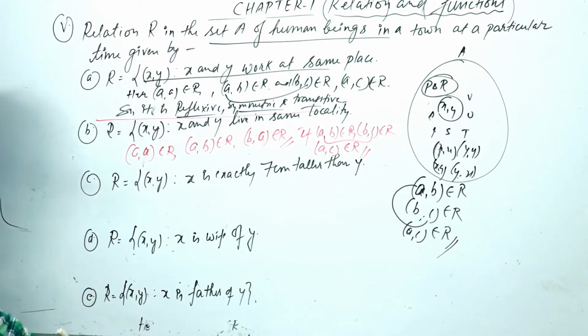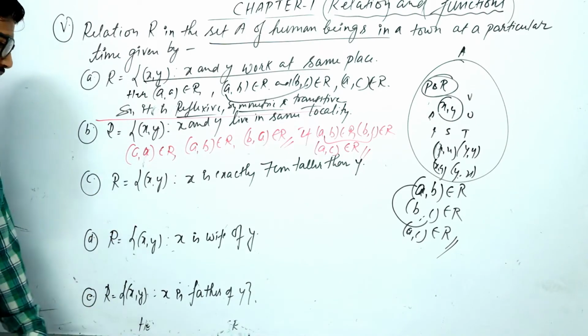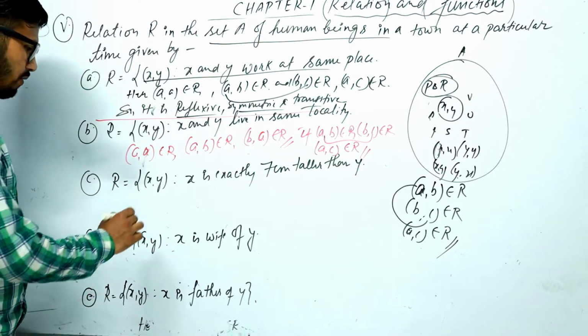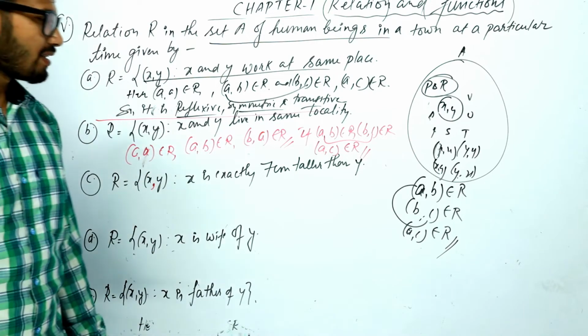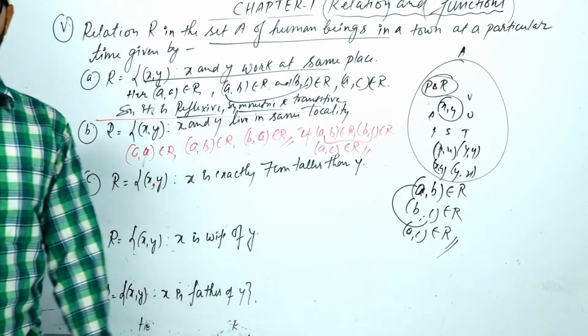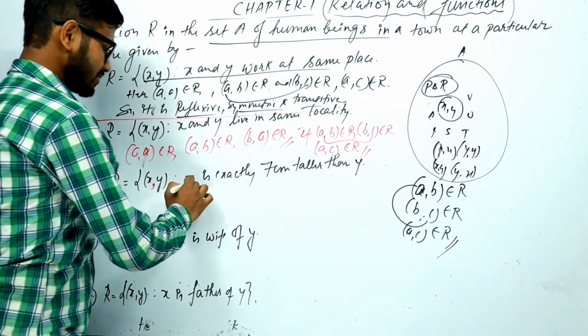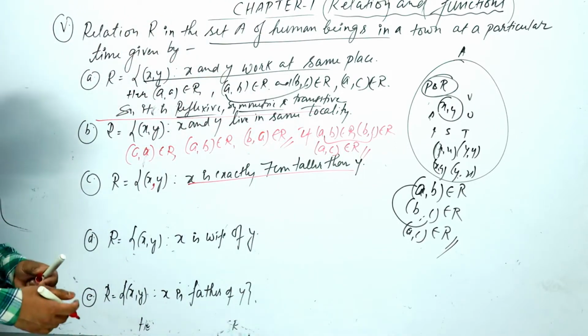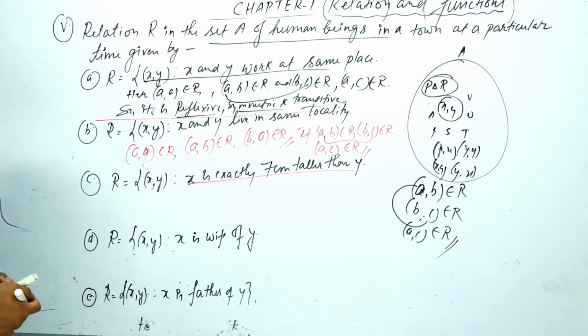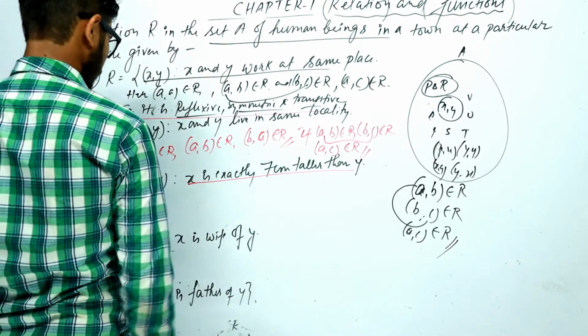Exactly. Now let us see the next part here. Question number C. R equal to x comma y, where x is exactly 7 centimeters taller than y. Let us see what we can say regarding this. Alright. x is 7 centimeter taller than y.